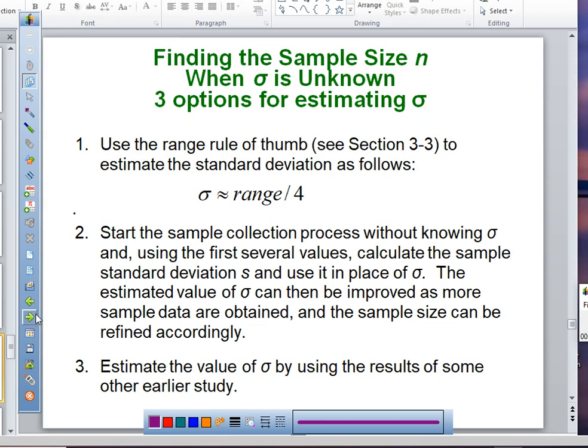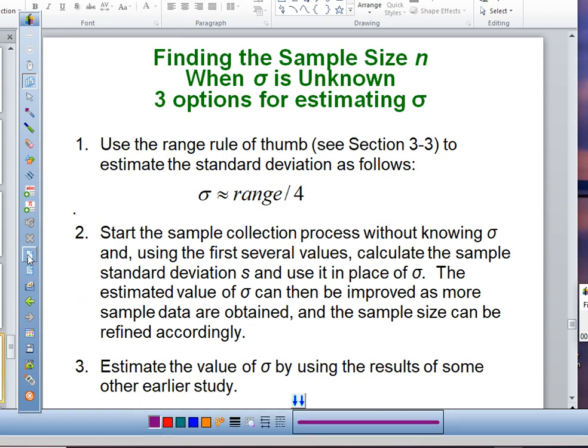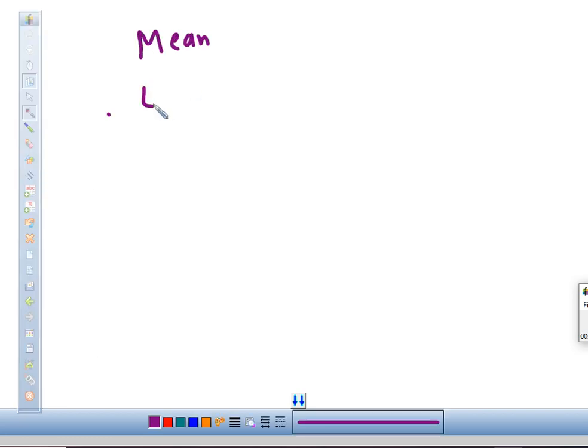Let me actually put that out here. Mean, use a t-table. So what I tell my students is, think of mean Mr. T. Mr. T isn't mean, but he looks mean. So mean Mr. T, if you have a mean, you're going to use a t-table because you're going to use s.